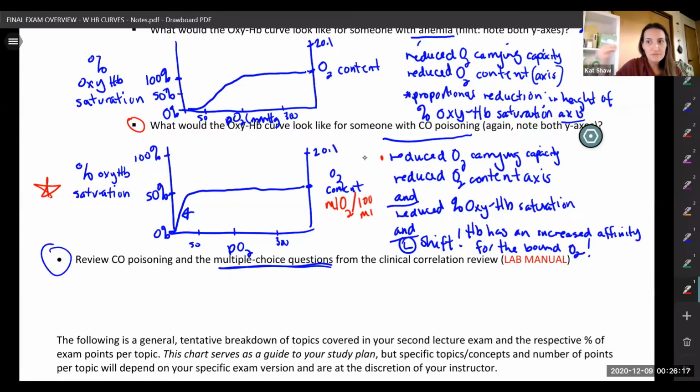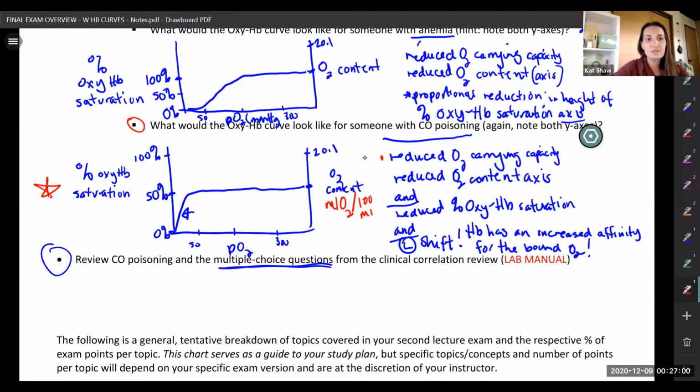And so if we just have a little bit of CO present, that CO will most likely bind to that hemoglobin and displace the oxygen. And so now that hemoglobin can't carry the same amount of oxygen. We have a reduced oxygen carrying capacity. So the oxygen content of the blood is going to be decreased compared to normal. And then the percent oxyhemoglobin saturation is going to be decreased, right? So we have less oxygen being carried. We have more CO being carried.